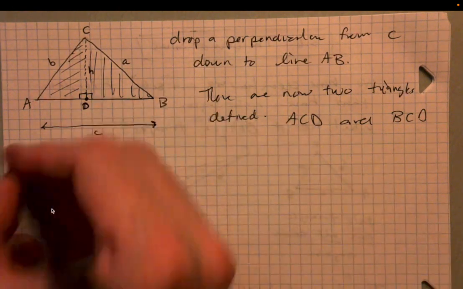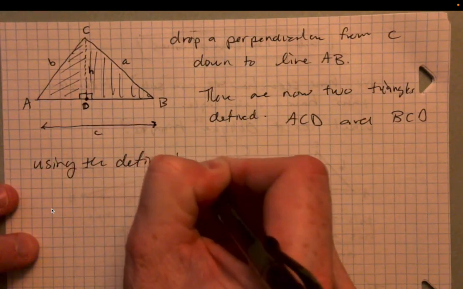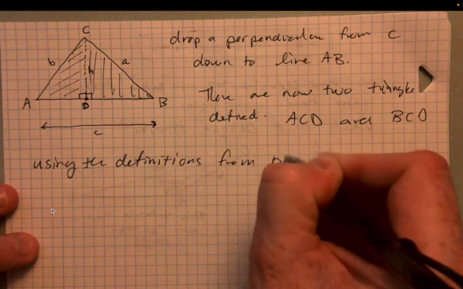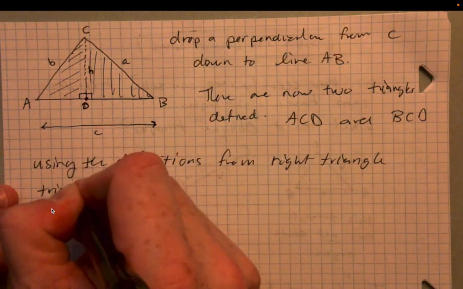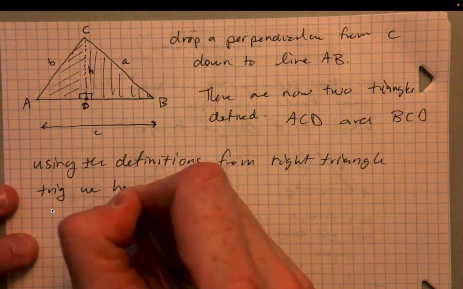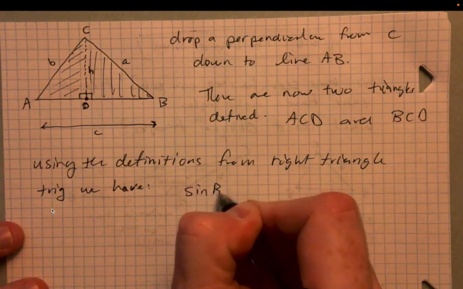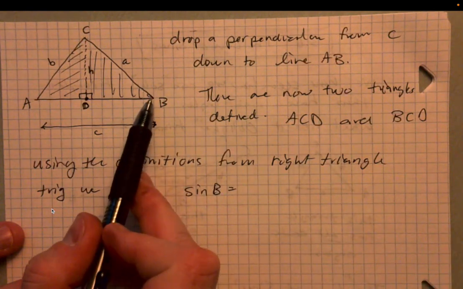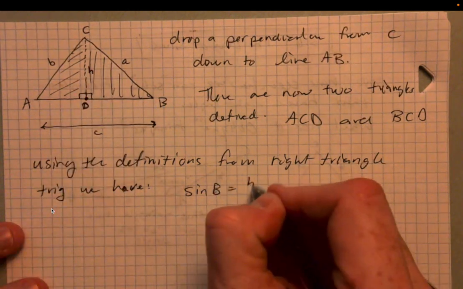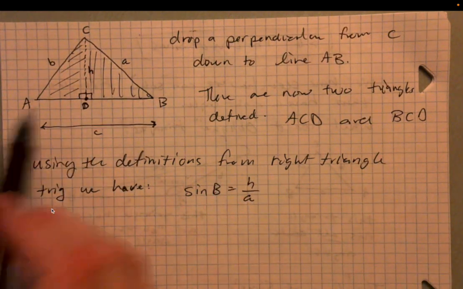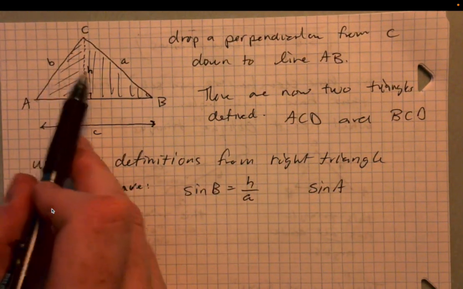And so just using the definitions from right triangle trigonometry, we have, what do we have? Well, we have that the sine of B is equal to, well, this is B, so the sine, remember, is opposite over hypotenuse, so it'd be h over a. And then the sine of A, we can do something similar. The sine of A is going to again be opposite over hypotenuse, so it's h over b.